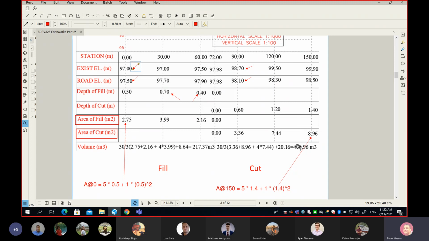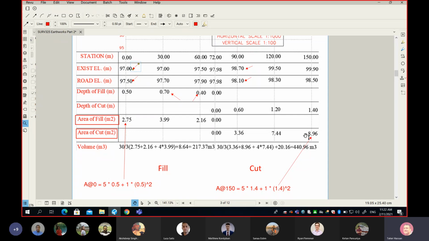Now, you say, okay, Tahir, listen. We have 2.75, 3.99, 2.16, all the way to 8.96. Why don't we just throw them into trapezoidal and get a volume? You guys agree or disagree on what I said? What if we take all these numbers, cut and fill, it doesn't matter, place them in trapezoidal and find the volume? Disagree, correct, please.